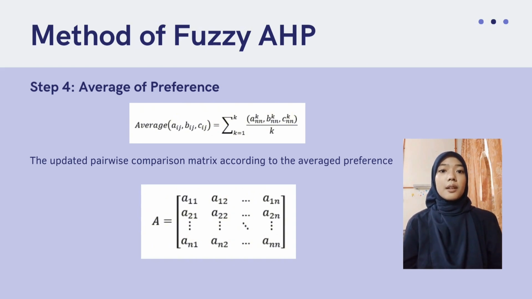After ensuring consistency in the pairwise comparison matrix, the next step is to aggregate the preferences of decision makers. This helps in refining the fuzzy comparison values. The formula used to compute the average preference is shown here, whereby K is the number of decision makers, and the sum indicates that we sum up the fuzzy values from all decision makers and take the average. This step results in a refined pairwise comparison matrix A, which is shown in the slide. The updated matrix consolidates all expert opinions into a single balanced preference matrix. Moreover, this step ensures that we have a more objective and representative comparison matrix before calculating the fuzzy weights.